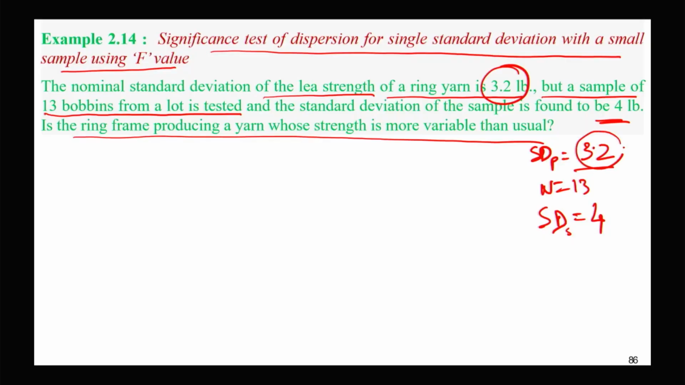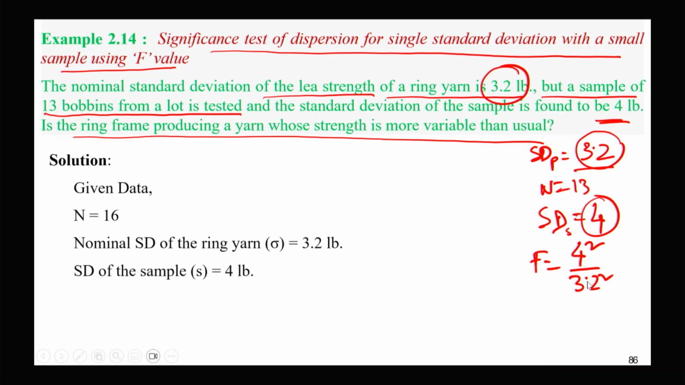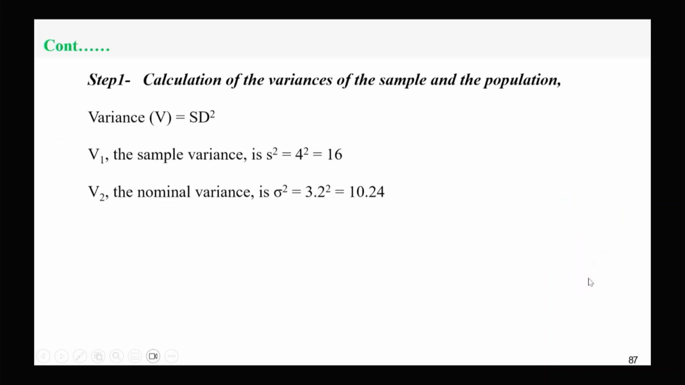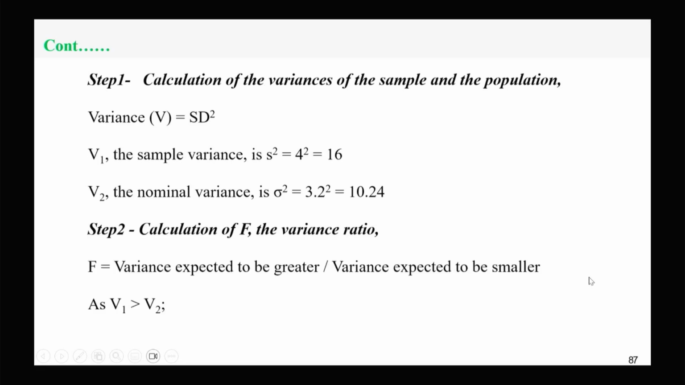So nominal is lower than the sample, so the F value will be 4 square by 3.2 square. So we can calculate straight away the F value. Four square by 3.2 square, so we have got the F value 1.56.